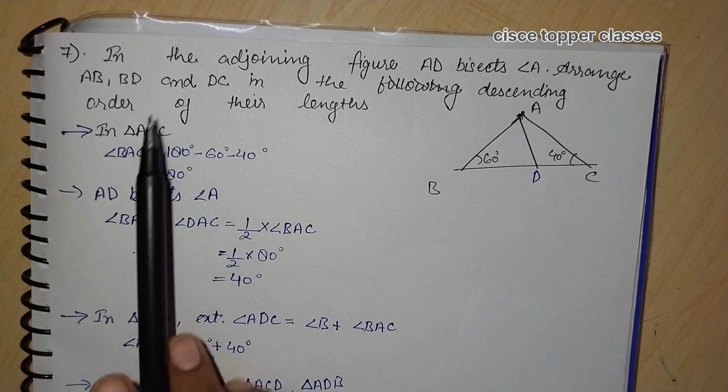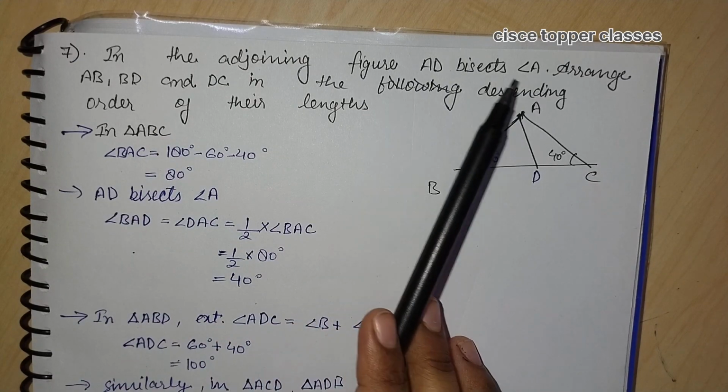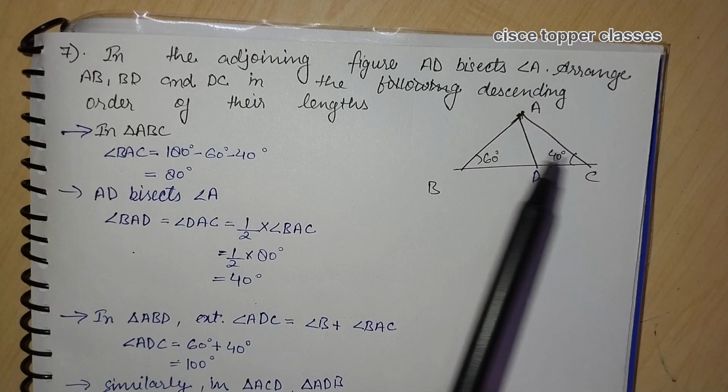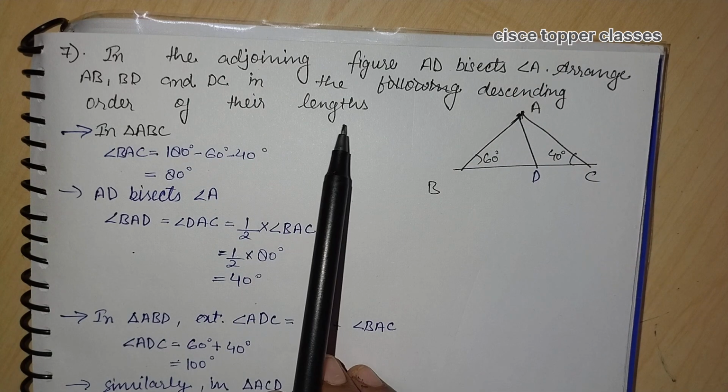Now let us solve the seventh question here. In the adjoining figure, AD bisects angle A. Arrange AB, BD and DC in the descending order of their lengths.